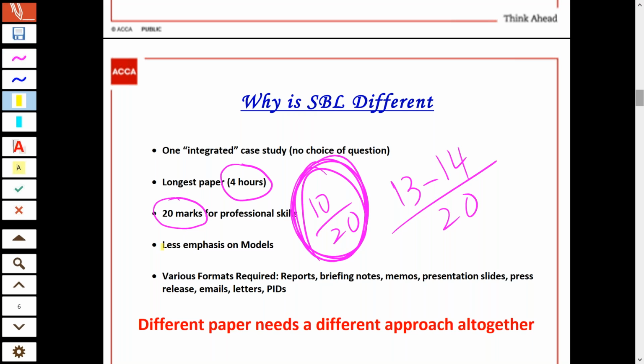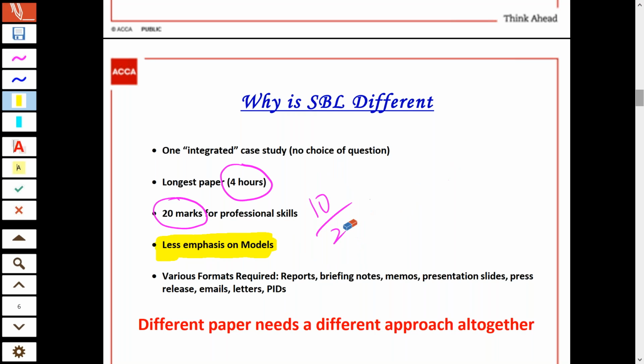Another thing, which is very interesting: less emphasis on models. I come across a lot of students who tend to panic about models, and they try every model available under the sun. In fact, in the examiner's comments, he is often annoyed, saying that students deliberately try to use a model even though it's not required. Please keep in mind that SBL is not a paper of models.